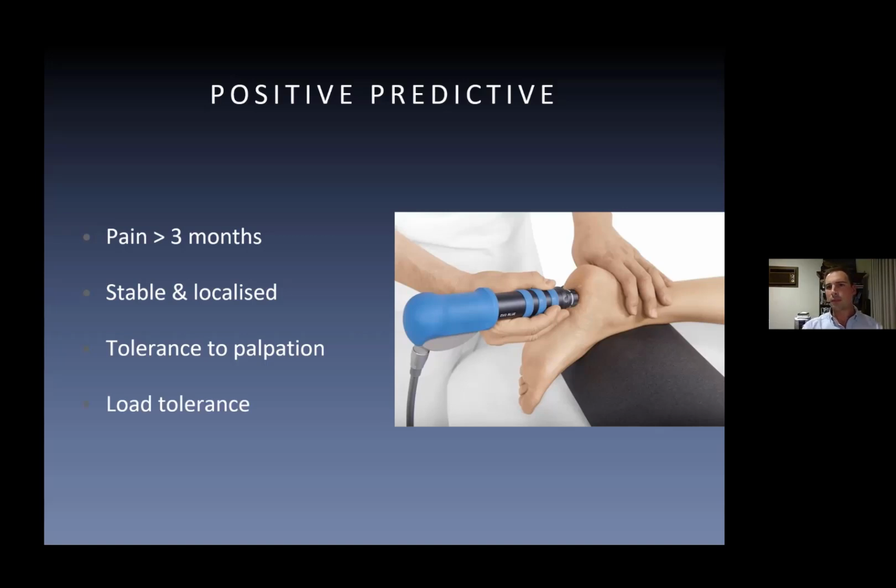And they should have some load tolerance. So these are people that are still able to move, they're still able to do things, but they've got some restrictions and some functional limitations on that. If they're unable to weight bear, for example, they're not ready for shockwave. And the implementation is just, it's not the right time.